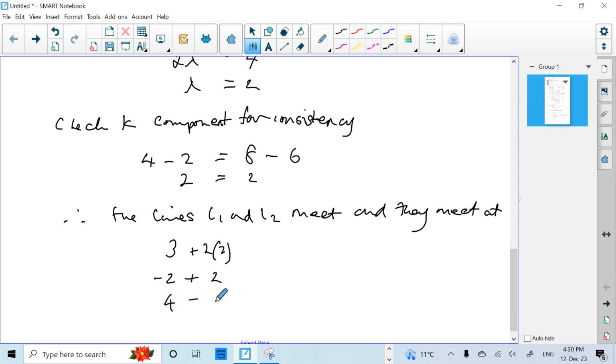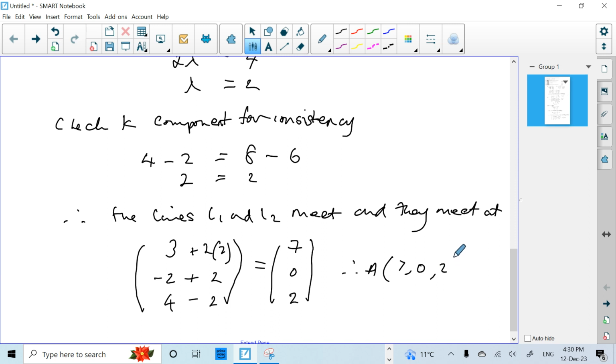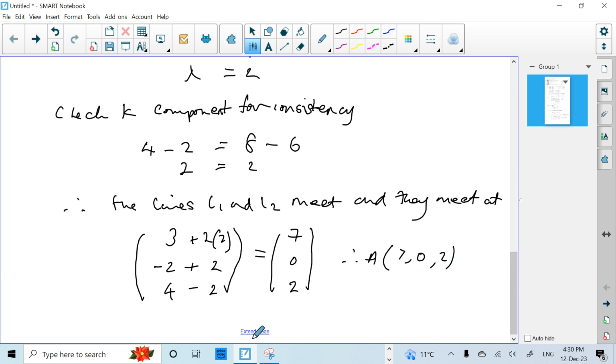And we got 4 minus lambda, which is 2. And what does that give us? Well, that will give us 7, 0, and 2. So they meet. So the point A, which is what it says, therefore I can say A has coordinates 7, 0, and 2. And that's the first part done.